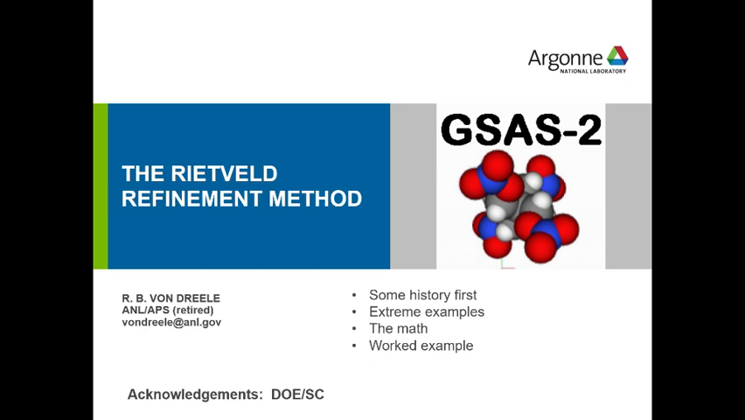What I'm going to cover is a little bit of history. It sort of complements what Joel said. Talk about a couple of extreme examples, one of which he actually talked about, which is the protein, but the other one I think might be a bit of a surprise as well. I will then deal with the math, or some parts of the math for Rietveld refinement, which basically builds on what Joel talked about earlier. And then go through a worked example, which is one of the tutorial examples for GSAS-II.